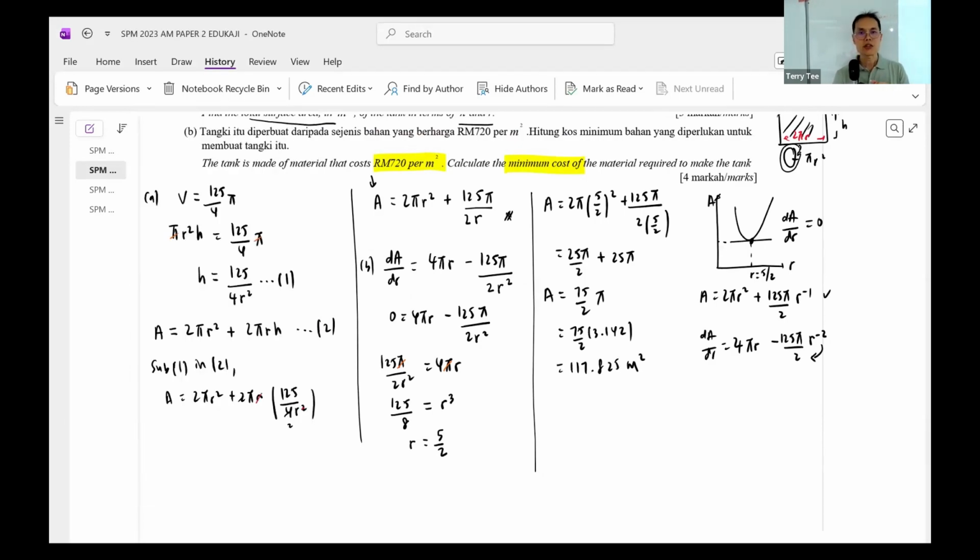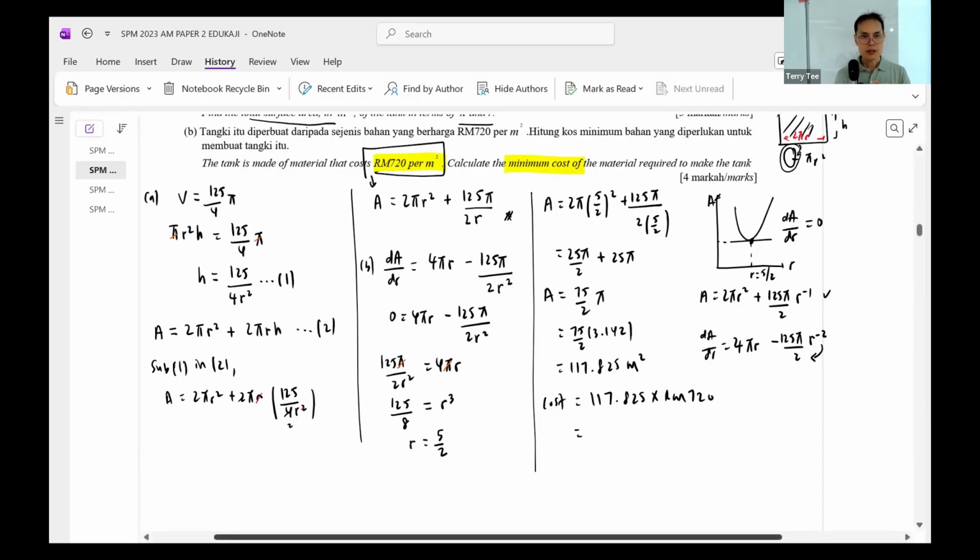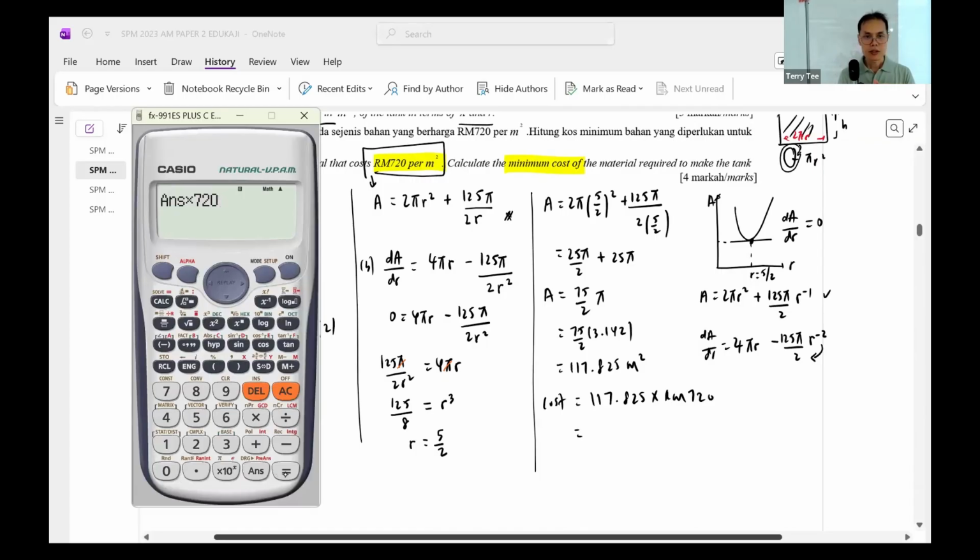So 1 square meter costs RM720. So what's your total cost? You take this value, multiply RM720. Okay, let's count. Take this, multiply 720. You should get 84,834.